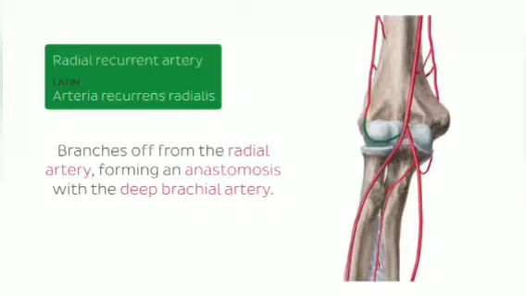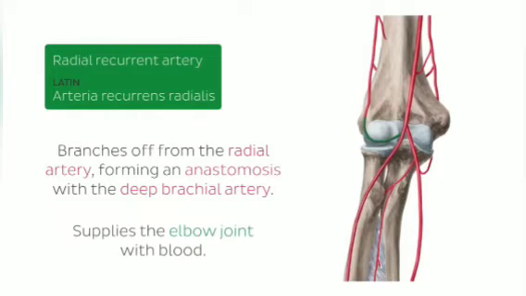If the deep brachial artery is blocked or damaged, the lower arm can still be supplied with arterial blood by this anastomosis via the deep brachial artery. So this is an important clinical point that you might want to write down in your notes. And also important to mention that this artery will supply the elbow joint with blood.